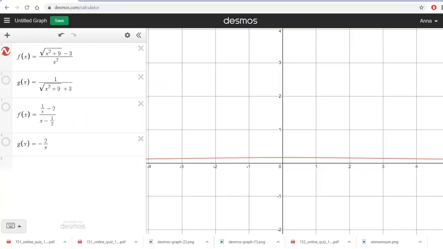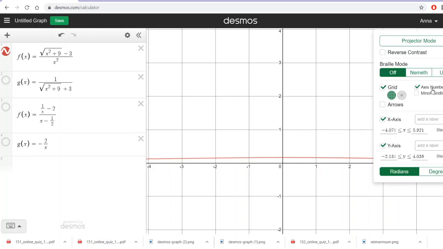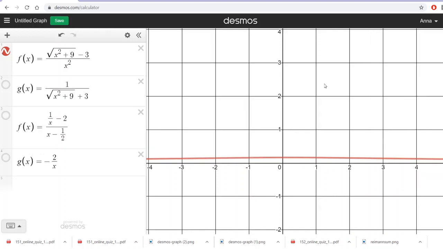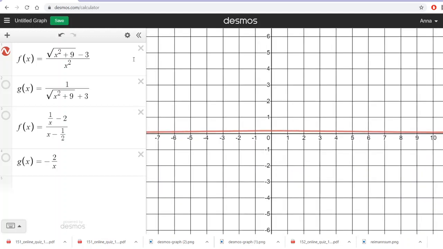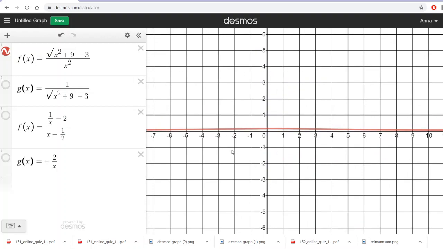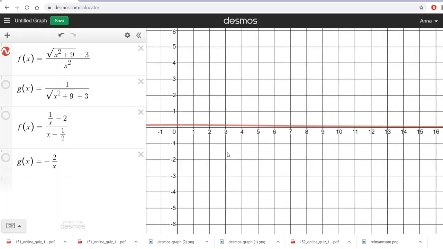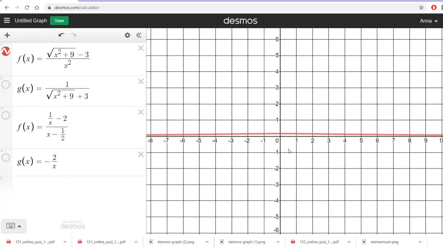And let me show you the graph just so that we can see, again, that idea of what it looks like to simplify these functions. So this is a surprisingly boring looking function. I would expect f of x equals square root of x squared plus 9 minus 3 over x squared to look a little more interesting than this. It almost just looks like a horizontal line, but it's not, right? See, it peaks up a little bit in the middle.